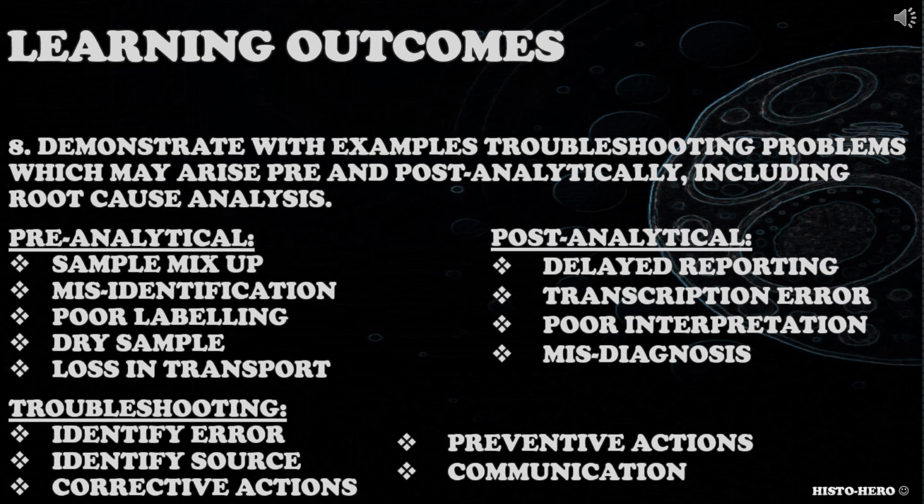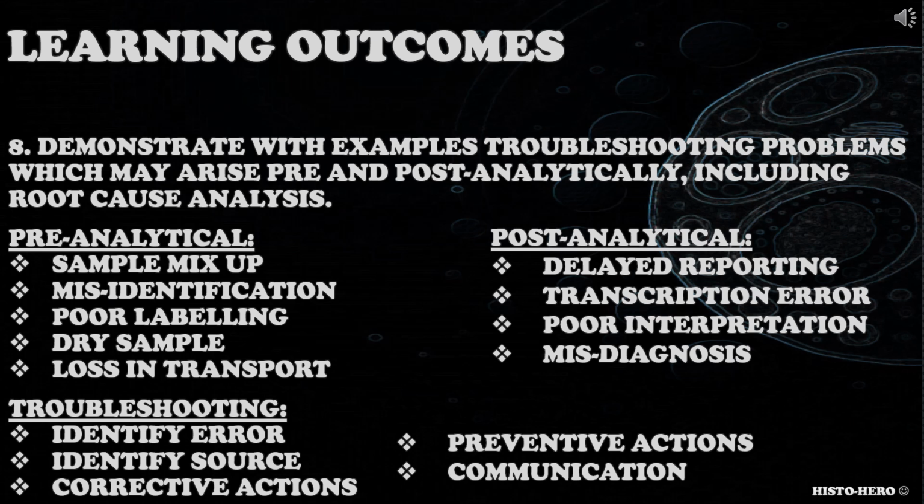The eighth learning outcome is for the candidate to demonstrate with examples troubleshooting problems which may arise pre- and post-analytically, including root cause analysis. What are possible pre- and post-analytical problems that can affect tissue selection? How would you troubleshoot them? What implications could they have?